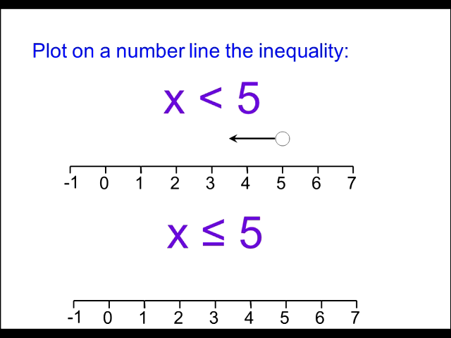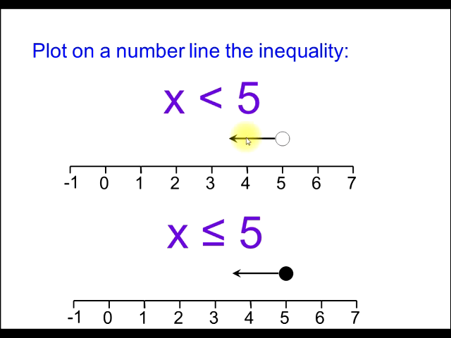Now if I change it ever so slightly and add in the equal sign, we have the 5 in the same place, but this time it's coloured in to show that we are including the 5. And where are the numbers less than or equal to 5? Again, in this direction.